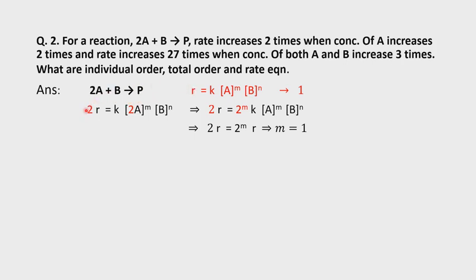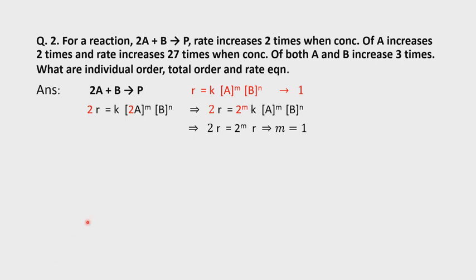So 2R equal to K (2A) power M B power N. You can solve it. 2R equal to 2 power M, take it outside, remaining K A power M B power N. This part again is equal to the R part. So R and R get cancelled out. After solving you will get M equal to 1.